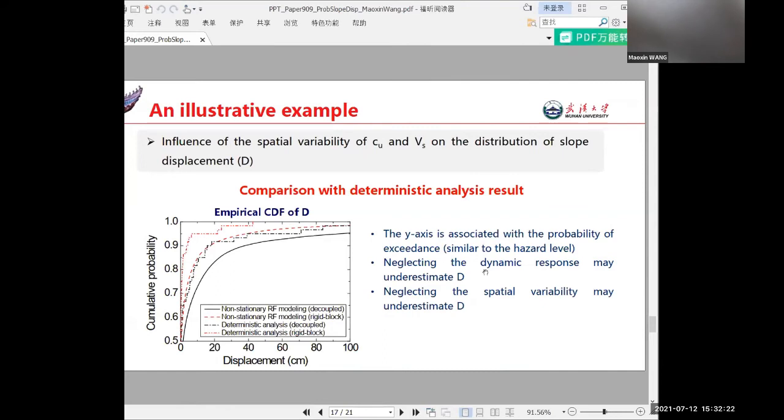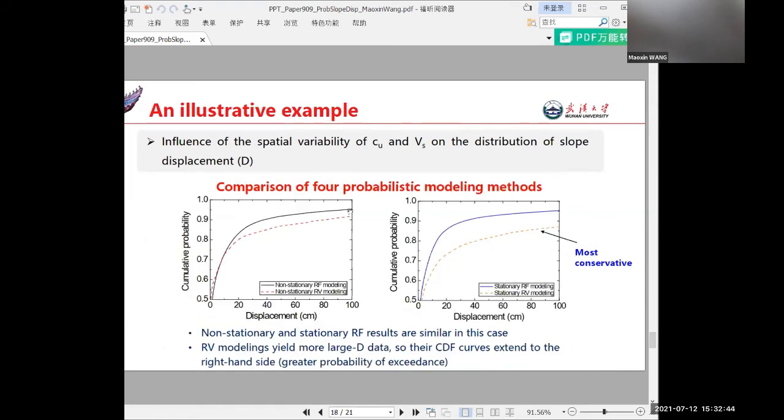On the other hand, the values for the non-stationary models are generally larger. Further, we investigate the influence of spatial variability on the distribution of displacement, as shown in this figure. The displacements for the random field models and the decoupled analysis are larger. Namely, the CDF curves are closer to the right-hand side.